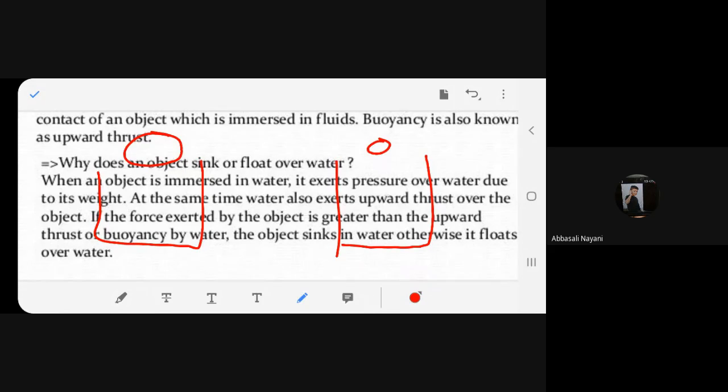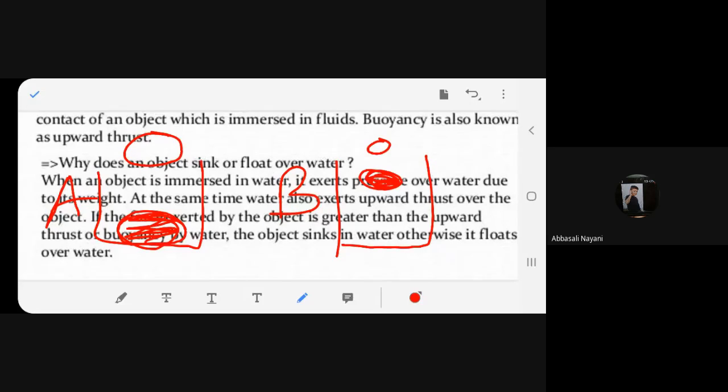Okay, I'm setting an example. If I allow a stone to get inside the water, it may settle at the bottom, right? If I allow this small stone to be immersed in the liquid, it may float on the surface of water. So this is A and this is B. Why so? One is sinking and the other one is floating.